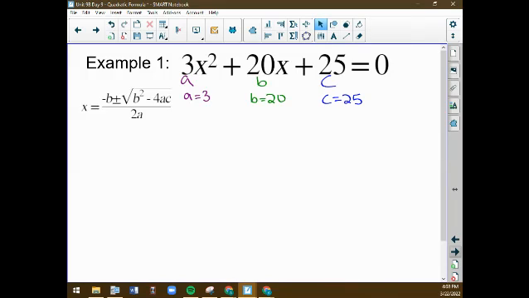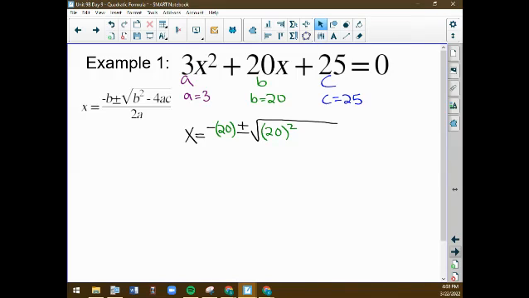All right, so now let's go ahead and plug it into our quadratic formula. So I've got x equals, and then I start off with negative. Now I plug in B. I always plug in using parentheses because it does make a difference in some situations. Plus or minus the square root of B squared. So again, plug in with parentheses.